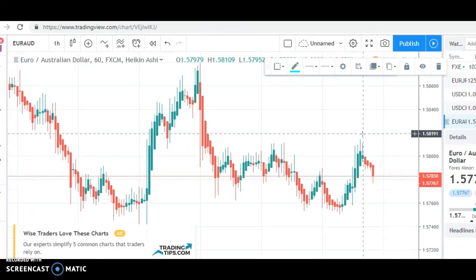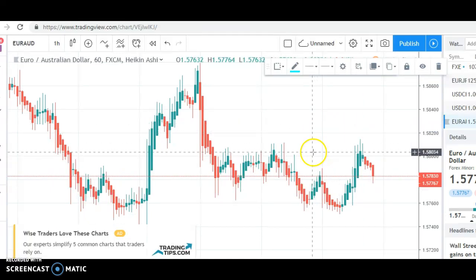Okay, that's Euro AUD. Right, beautiful. It's going to be selling right there. We sold before the market closed. We're going to be selling for the first couple of days in the market.